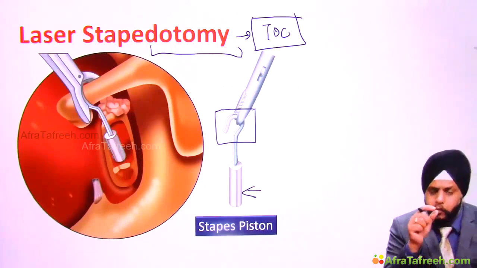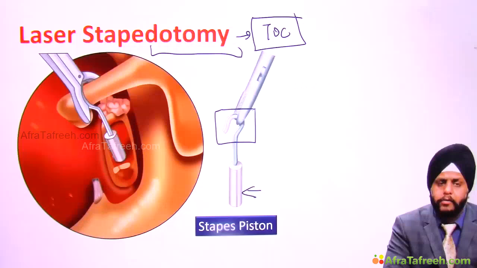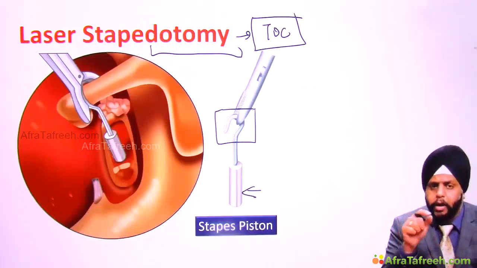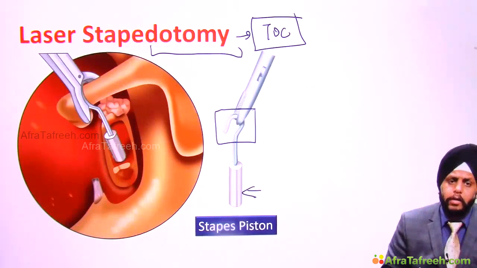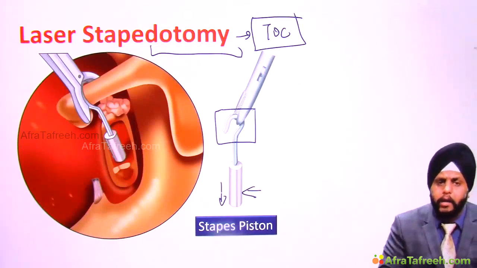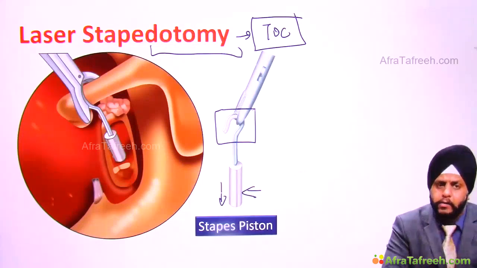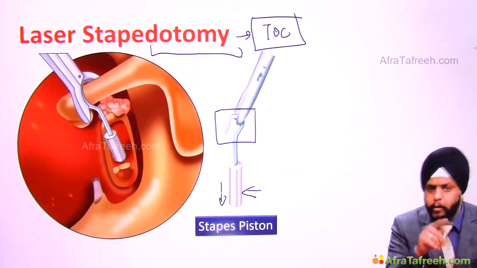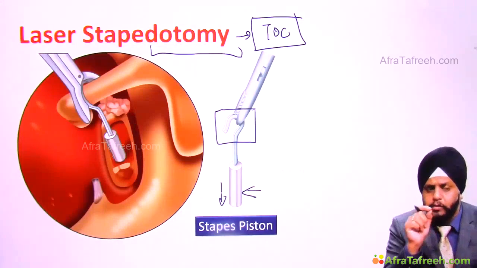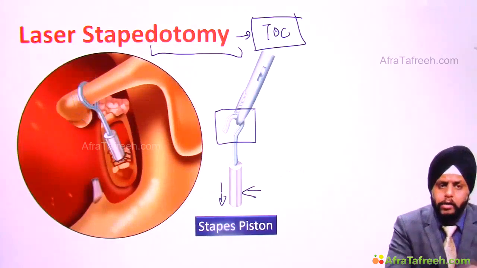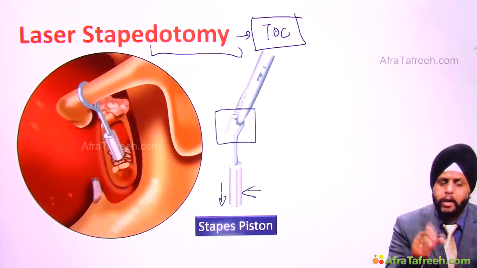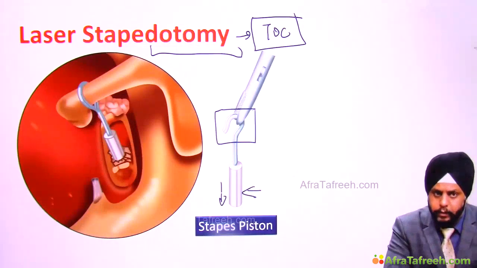Okay, so like this you hang from the incus to the stapes footplate, you hang the piston, and this piston will go inside the scala vestibuli, inner ear, and it will move the fluid when the incus moves, right? So now what you have to do is put some soft tissue around this opening so as to seal it. Okay, and now the piston will move in and down, and it will move the fluid whenever the sound is given.